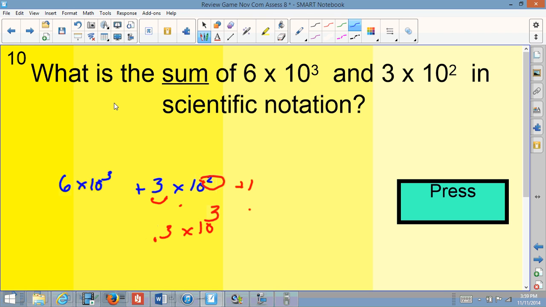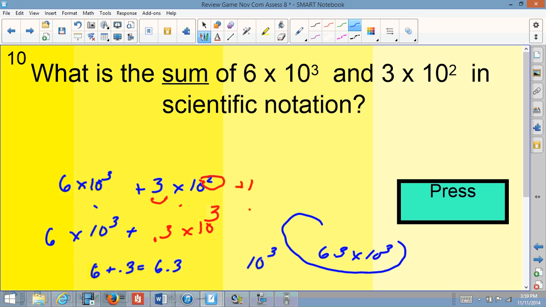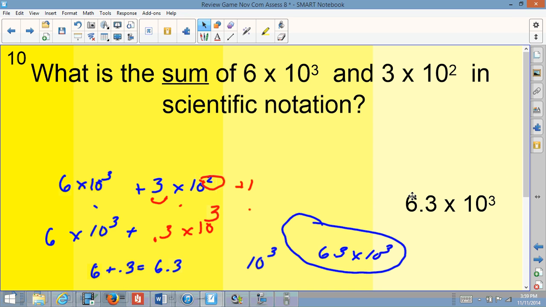I'm able to add the 6 times 10 to the third to the 0.3 times 10 to the third. So the 6 plus 0.3 will give me 6.3, and my 10 to the third stays. So my answer is going to be 6.3 times 10 to the third. And that's what I'm looking for when I add this. So that's adding in scientific notation.